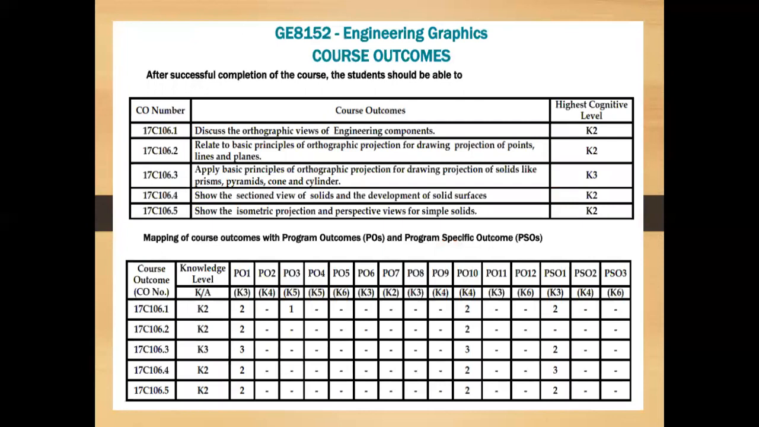So the course outcome for Unit 5 is, here we have the course number C176.106.5. The course outcome is that the student can understand the isometric projection and perspective use for the simple solids. The highest cognitive level is K2.